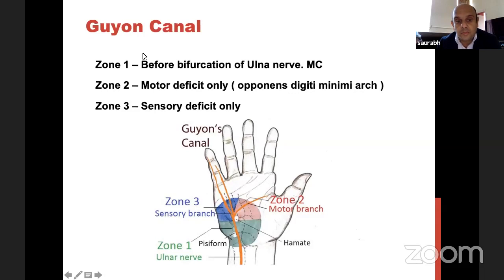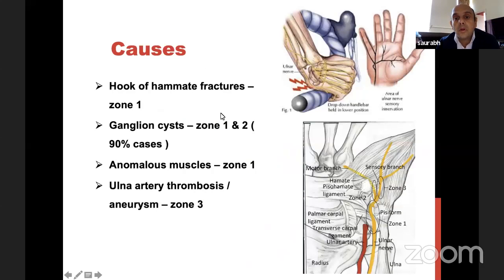So yeah, this is what I've said here. Basically, zone 1 is before it bifurcates, which is the most common, and you do a Guyon's canal release, which we'll see in the operative pictures how we do it. Zone 2 is motor deficit only. This is the one at the opponens digiti minimi arch. This is the one you need to remember because sensory is normal, and zone 3 is sensory deficit only. Causes.